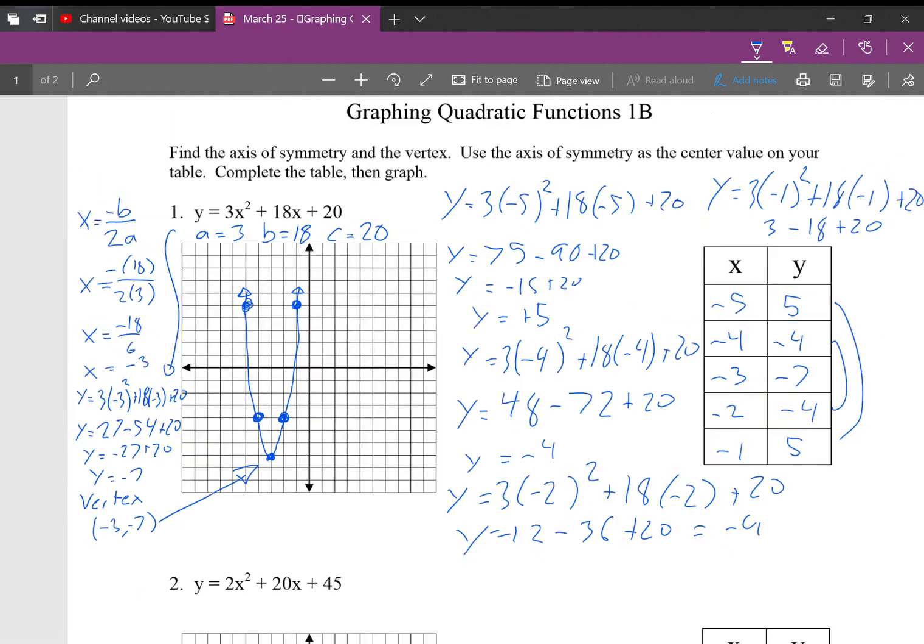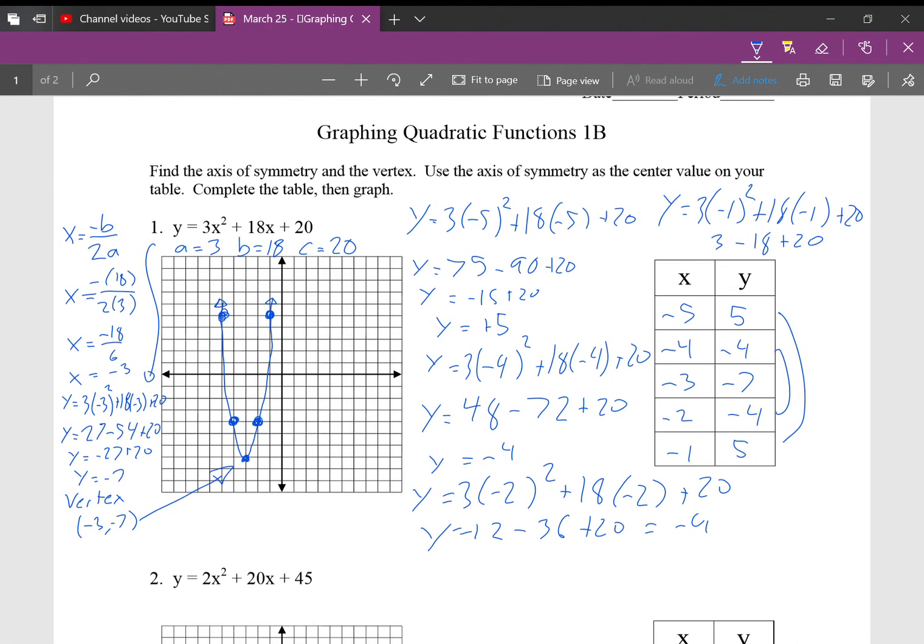So there it is, problem 1 for graphing quadratic functions, 1b. Again, the goal is that in the end, you're going to be able to graph a parabola completely on your own. And honestly, that's all you need. By the next assignment, we'll do it a slightly different way. But this graph is a good graph. I'd be happy with it.